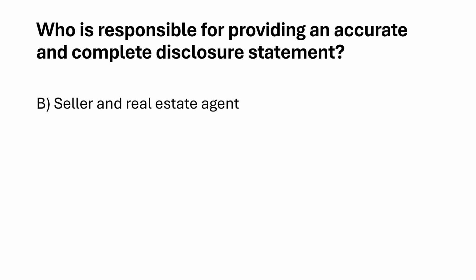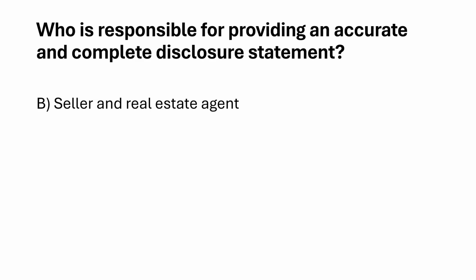It's not the real estate agent's responsibility to fill the form out, or quite frankly, even to provide it to the buyer. The law says it's the seller's responsibility to complete and deliver this property disclosure statement. So why does it say seller and the real estate agent? I think there's one word in that question that would make it inclusive of the real estate agent, and that word is accurate. Who is responsible for providing an accurate and complete disclosure statement?